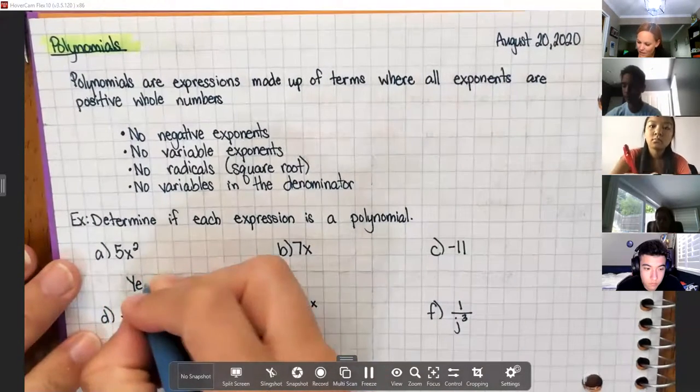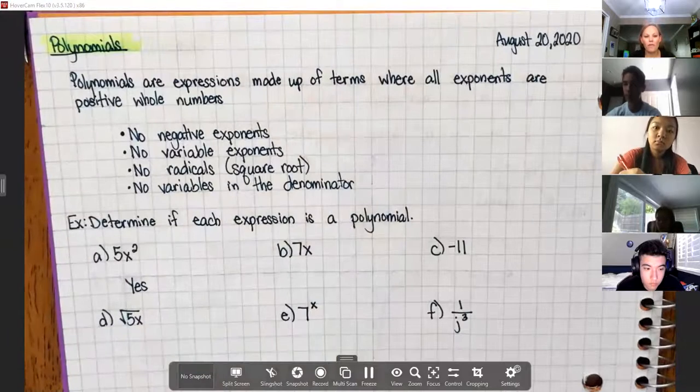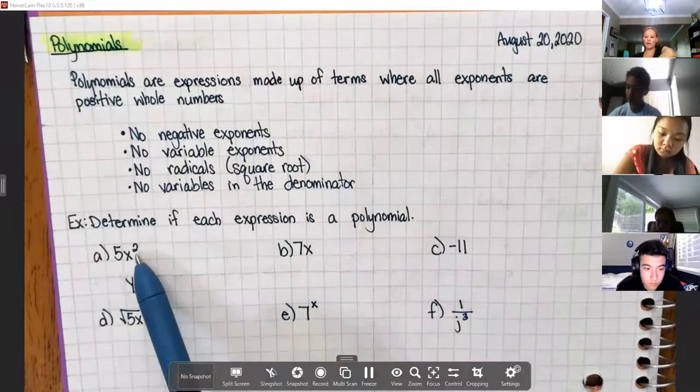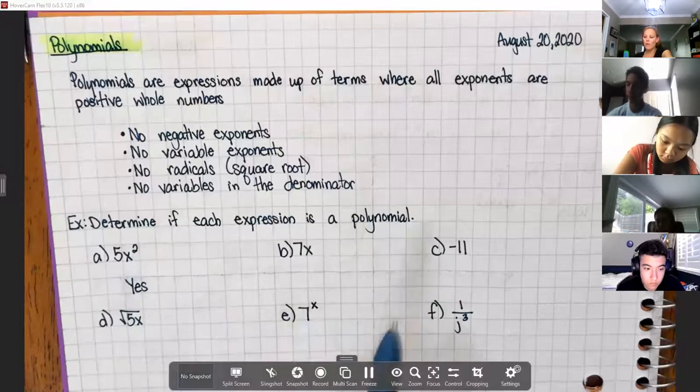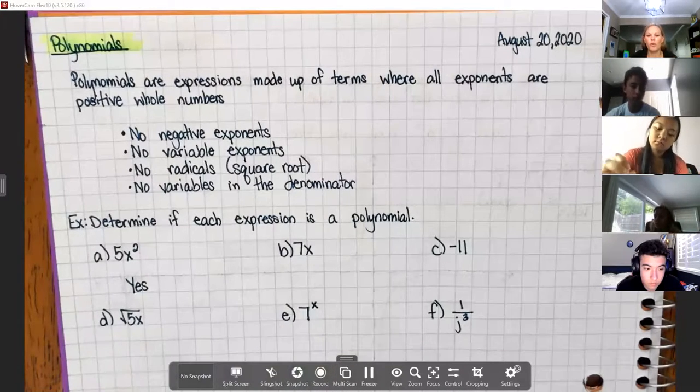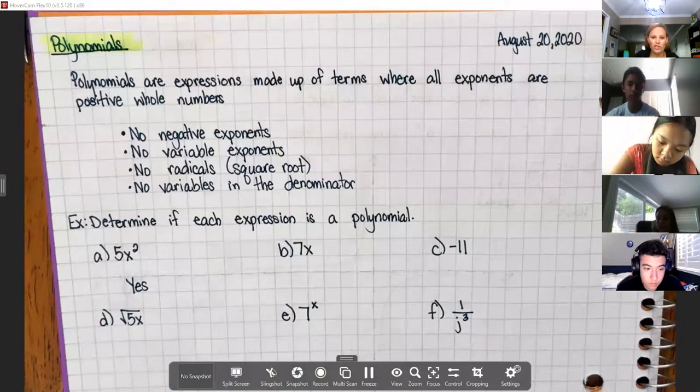So we're getting yeses there so far. 5x squared. So it's made up of terms where all exponents, so our exponent is a positive whole number. Perfect. What about B? Is B a polynomial, yes or no? Or I'm not sure. You can put I don't know or a question mark just to show me that you're paying attention, but maybe you don't know one way or another. So yes or no, or like I said, a question mark or IDK.